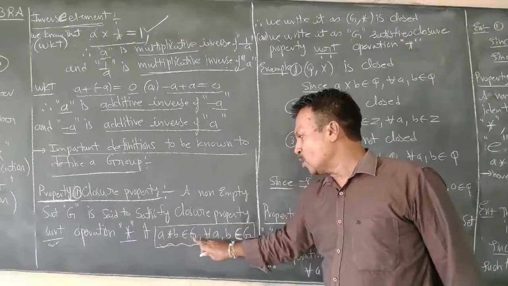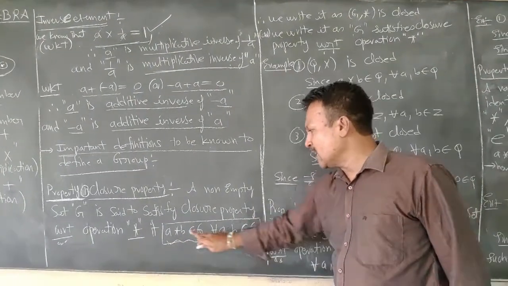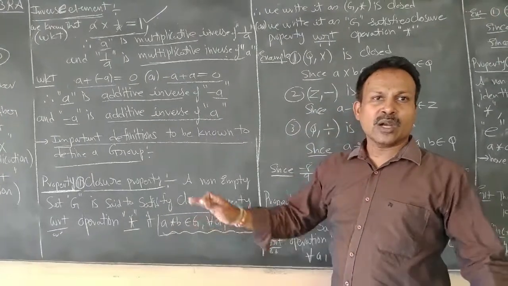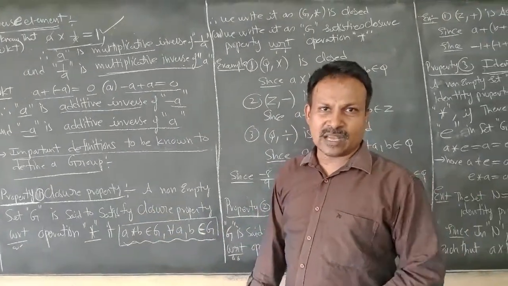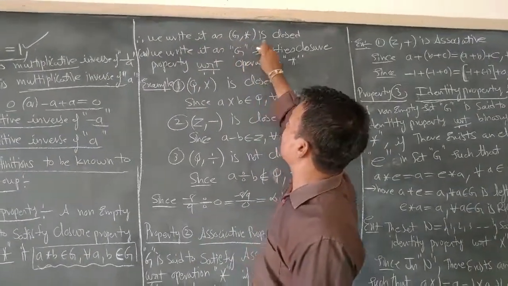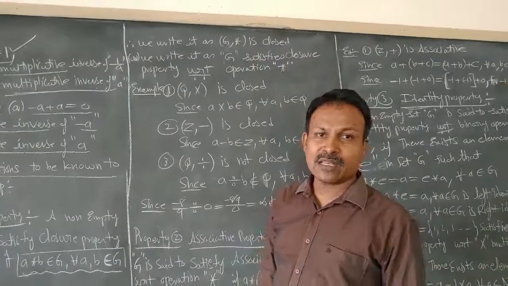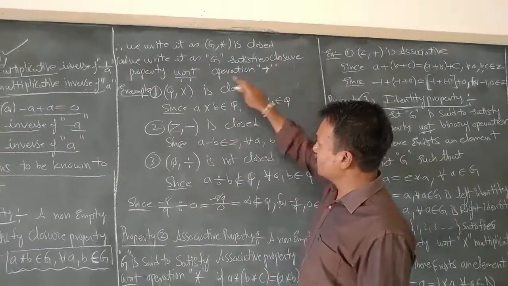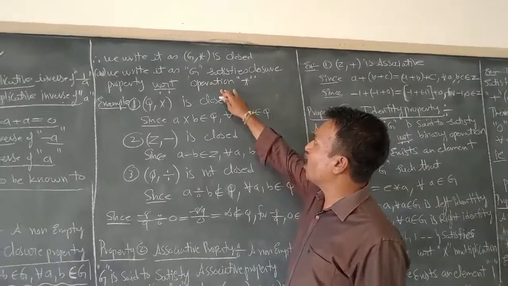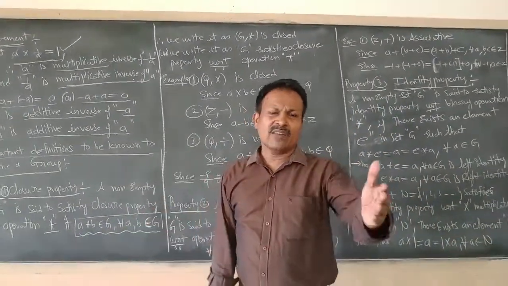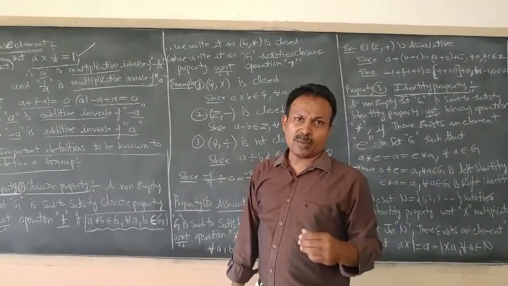If A star B belongs to G for every A, B belonging to G, and if star is a binary operation, then G is said to satisfy closure property with respect to operation star. Or we can write it as G comma star is closed. Or we write it as G satisfies closure property with respect to operation star. So I repeat once again.